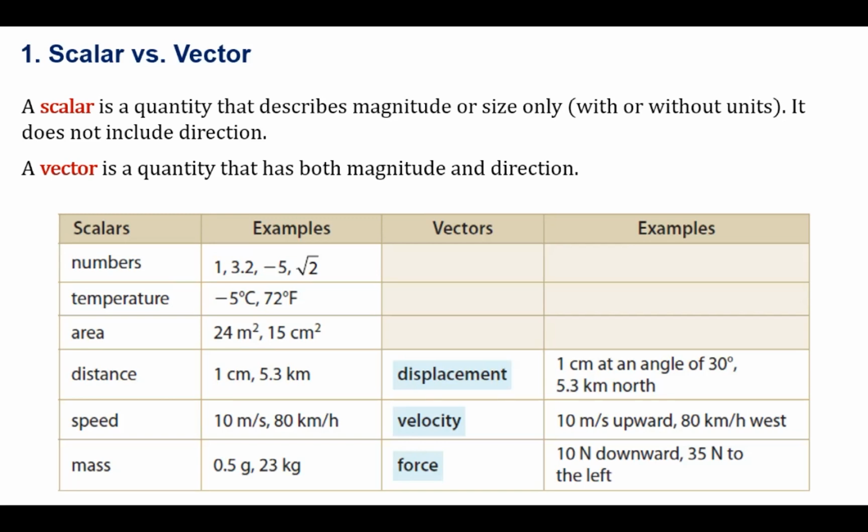For example, 1 centimeter at an angle of 30 degrees, or 5.3 kilometers north. These displacements have both magnitude and direction. So they are called vectors, right? So you need to be able to differentiate scalars and vectors. Okay, I'll give you some time to have a look at the concept here.